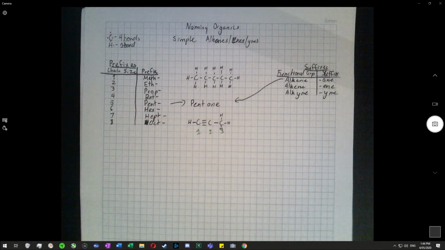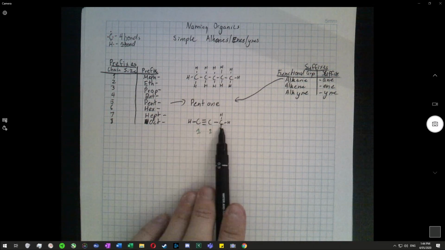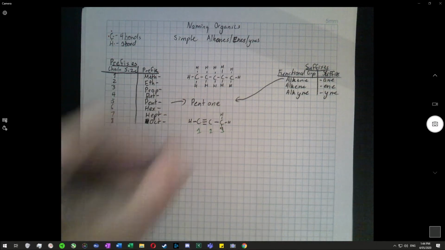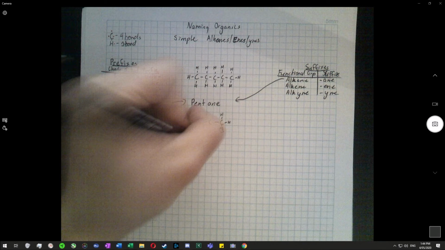But now the question is, again, what is the name of this chemical? So first off, we pick our prefix based on the chain size. So there are 3 carbons here. Chain size of 3, the prefix is prop. Or prop, sorry, excuse me.